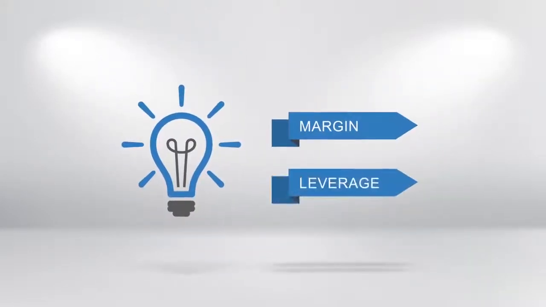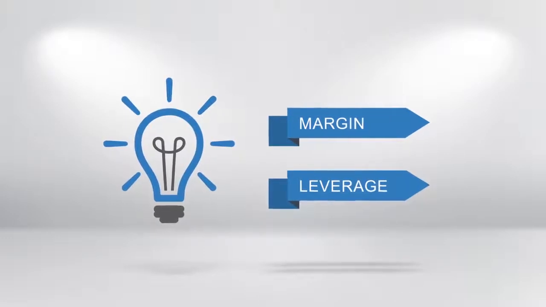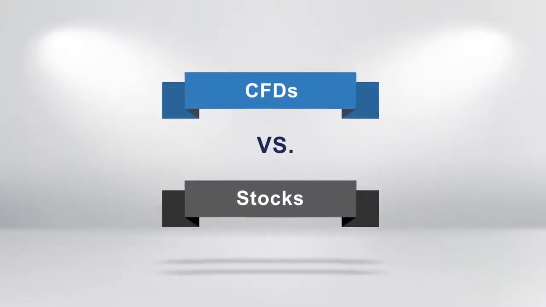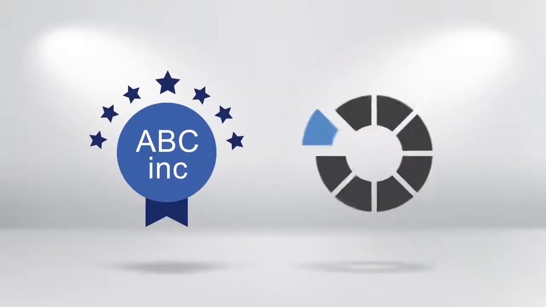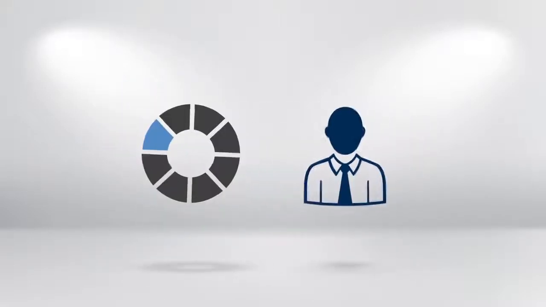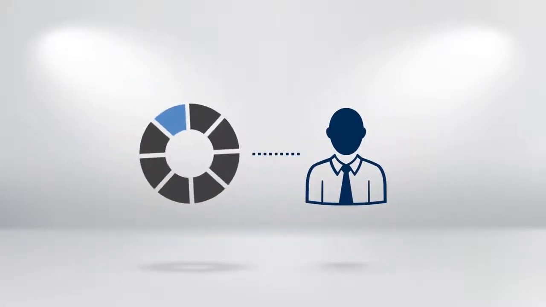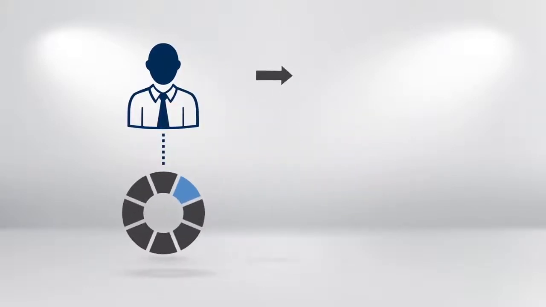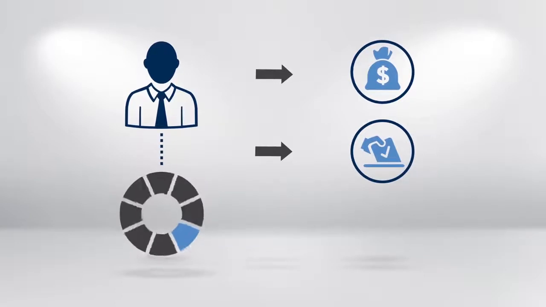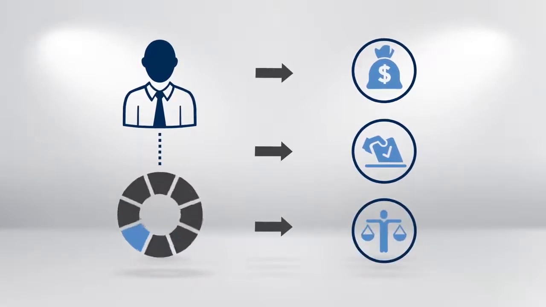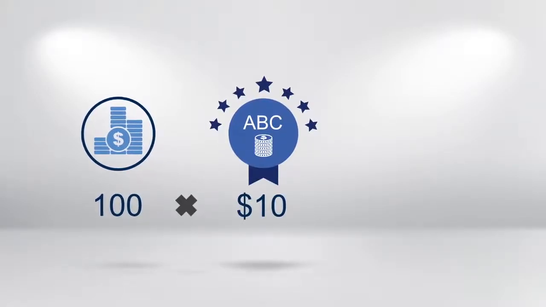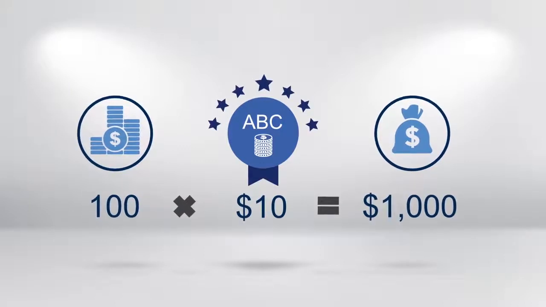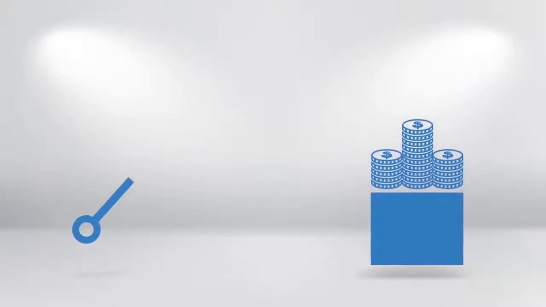We'll look at margin and leverage through a few examples, but let's take a moment to look at the differences between CFDs and stocks. A stock is a share of ownership in a company. By purchasing a stock, you become a shareholder in that company. You may benefit from dividends, can vote on key corporate decisions, and possess certain rights. To buy 100 stocks in company ABC at $10, you need $1,000. Purchase equals ownership.